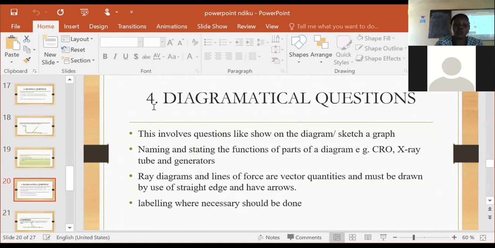From there, we have the fourth type of questions, diagrammatical questions. These are questions which involve graphs or diagrams. Or you can be told to sketch a graph, like sketch a graph to show an object falling in a fluid. When we are sketching, then label the axis.